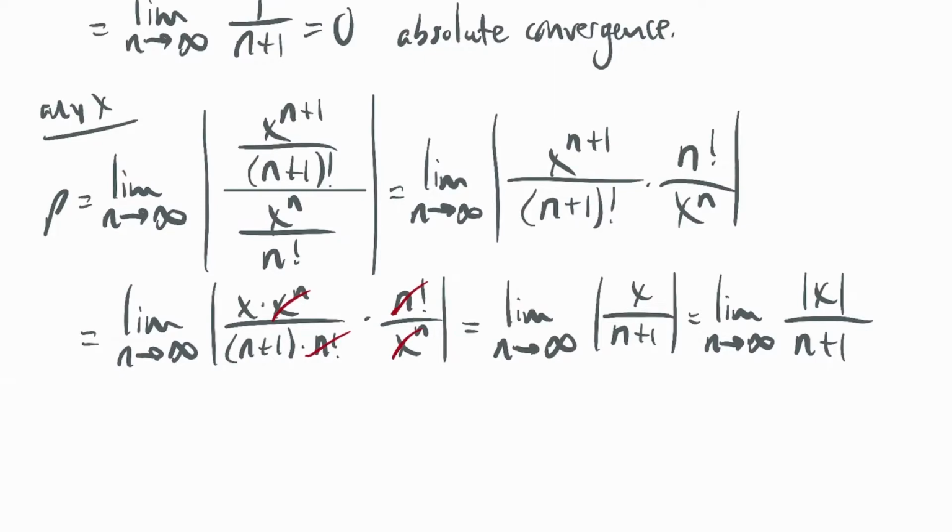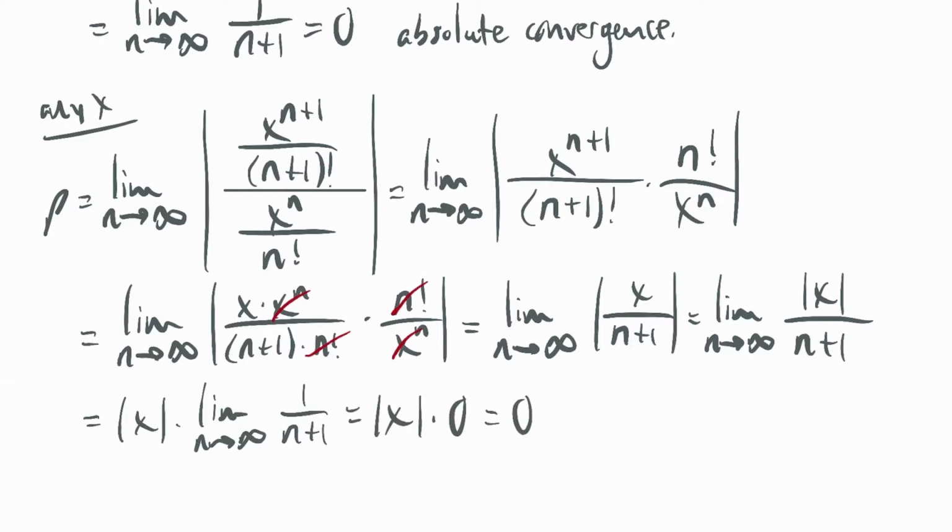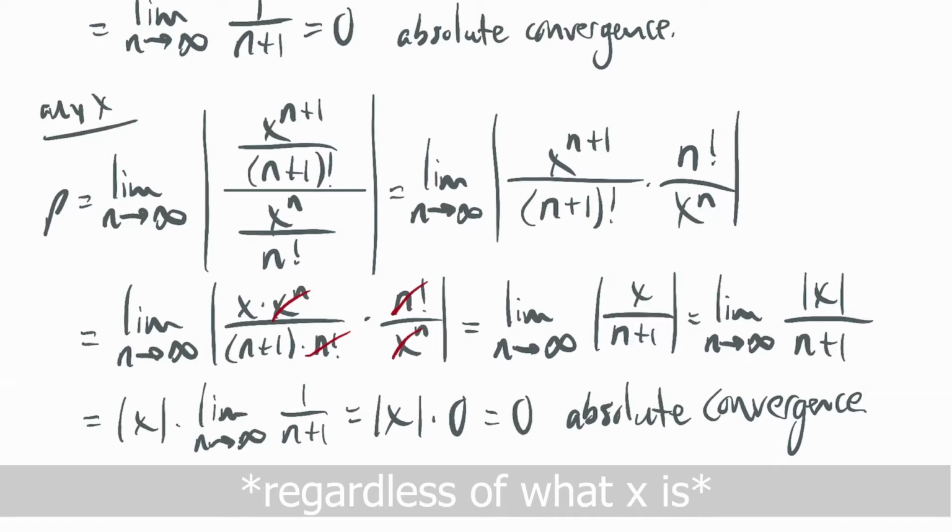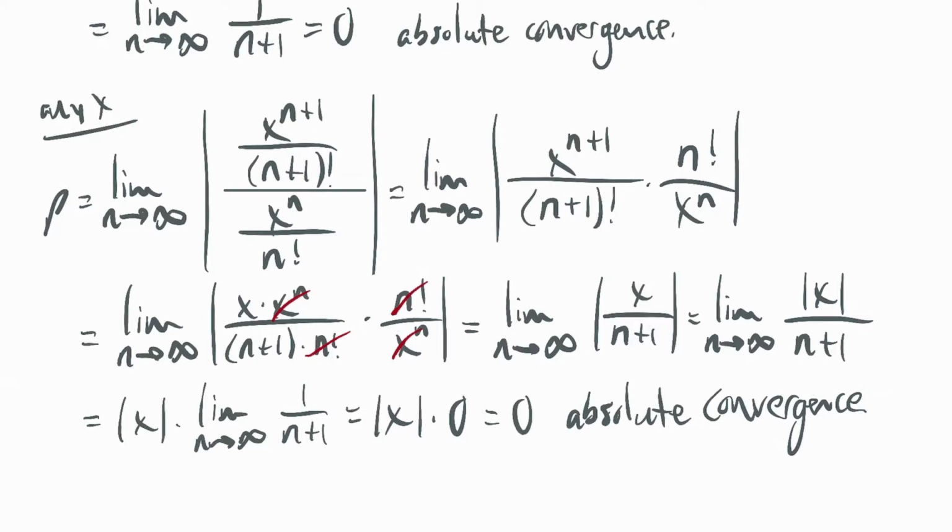So this equals the absolute value of x times the limit as n goes to infinity of 1 over n plus 1, which is the absolute value of x times 0, which is 0. So we get absolute convergence regardless of what n is. Okay, so this power series is convergent for any x value that we put in.